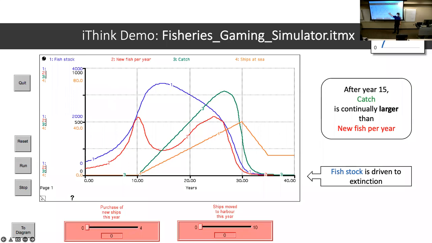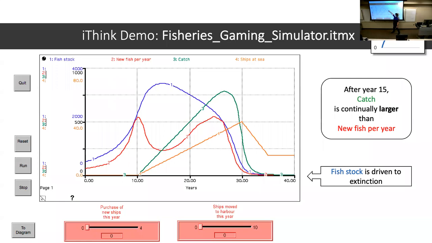Now, eventually what's going to happen due to this type two functional response up here is that the fish density will get low enough that the catch per ship is going to start to decline. And that's what we see in this three. Eventually it starts declining rapidly.